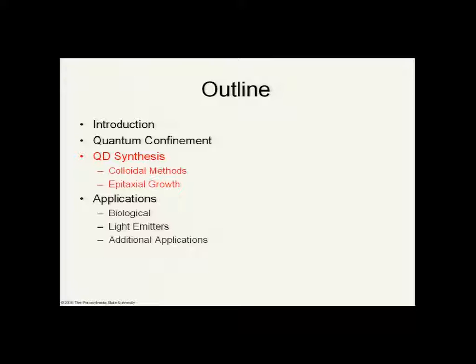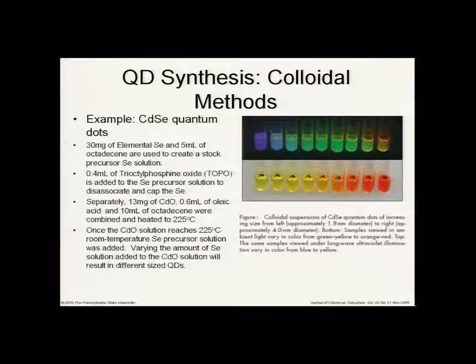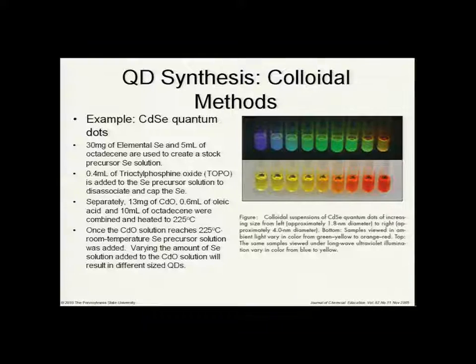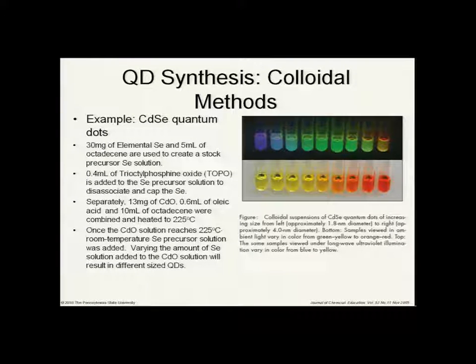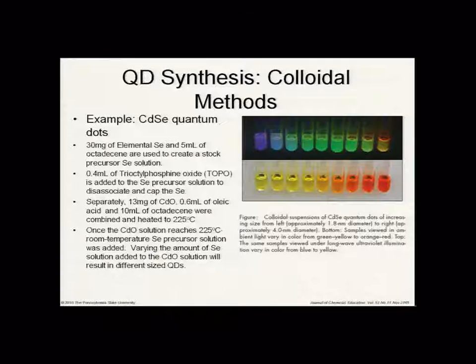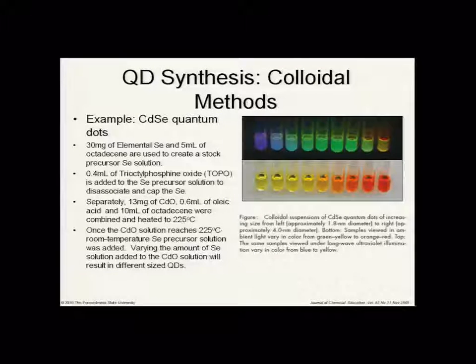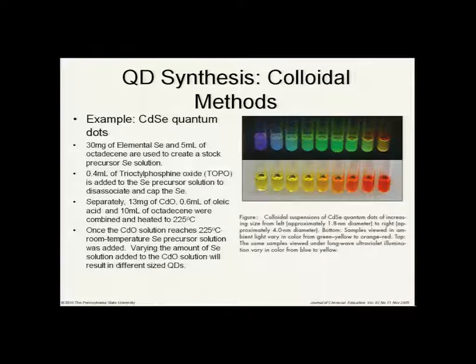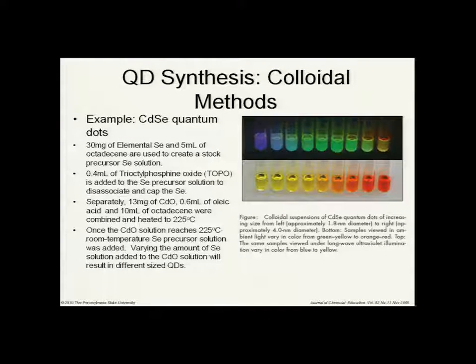Okay, so now that we understand quantum confinement, let's discuss some different ways to synthesize these quantum dots. One general production technique is colloidal methods of quantum dot synthesis. One example is the synthesis of cadmium selenide quantum dots. I'm not going to read this whole thing here, but basically you take elemental selenide, create a precursor solution, then we dissociate and cap the selenide.